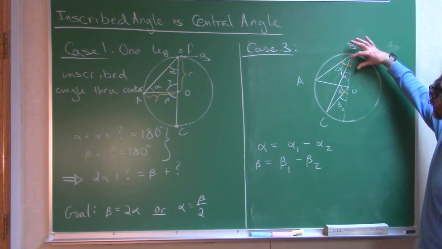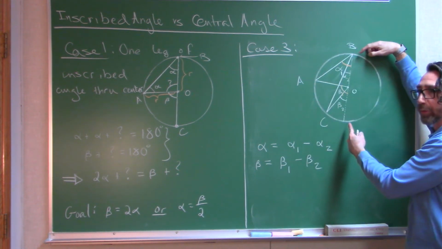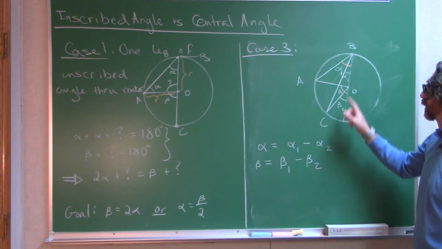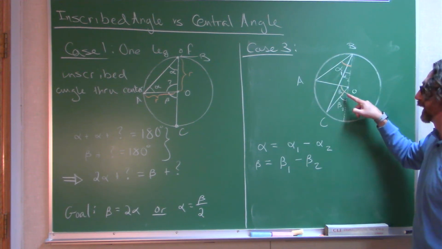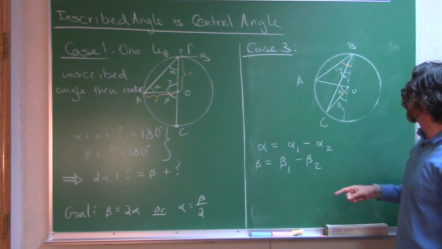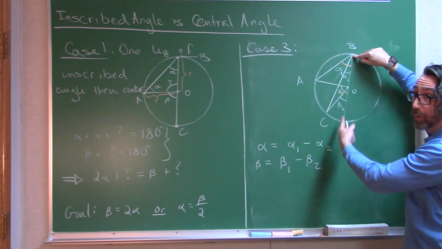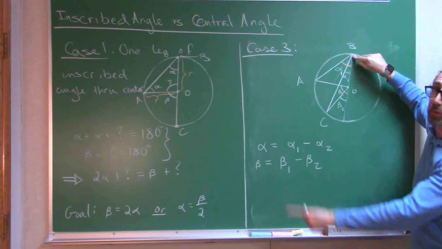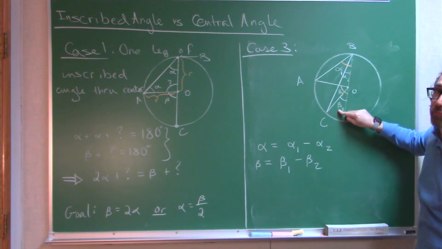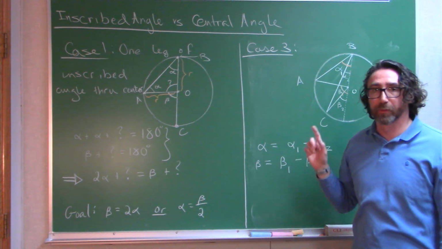Now once again, you'll notice the inscribed angle alpha 1 has a leg going through the center. So case 1 applies to alpha 1. In other words, alpha 1 is beta 1 over 2. And alpha 2 is an inscribed angle where one leg goes through the center of the circle. So case 1 applies. Alpha 2 is 1/2 of beta 2. So use that idea to finish off the proof.